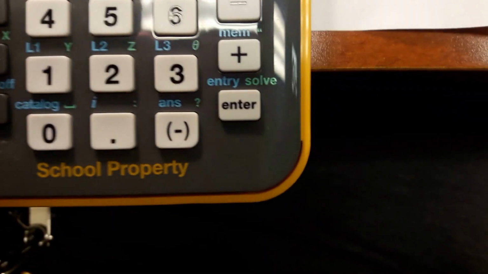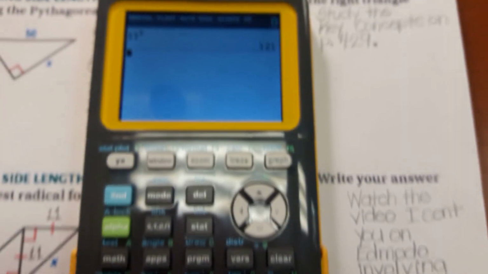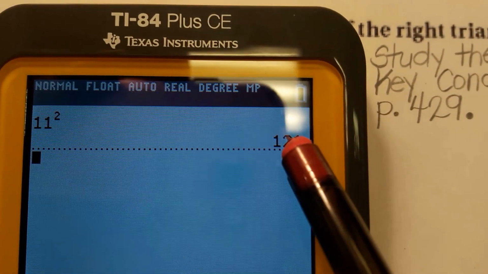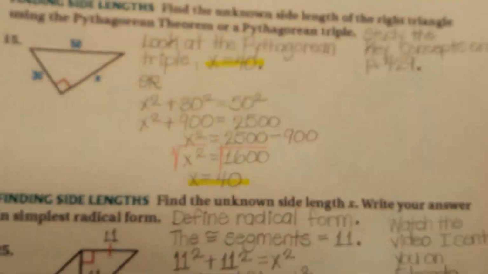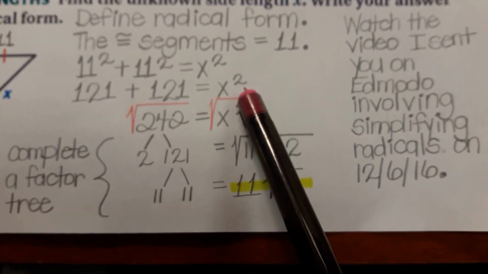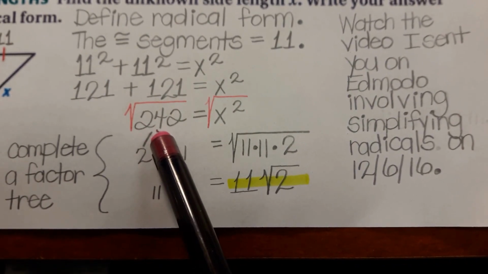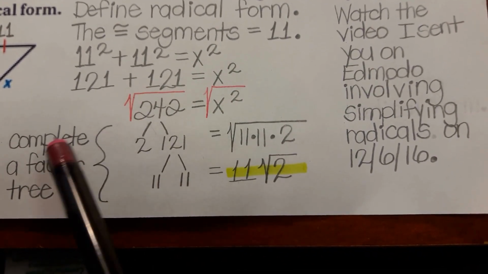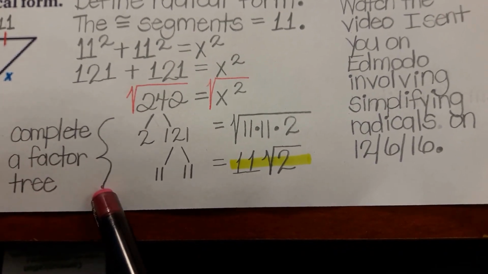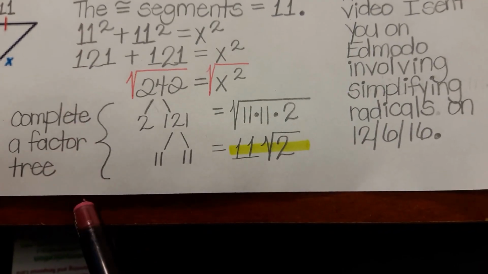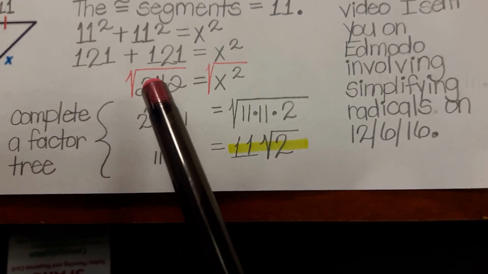And once you finish doing that, you hit enter so you can see what your answer is. And if you see here, I have 11 squared, which is 121. So I have 121 plus 121 equal x squared. Add these up to get 242 equal x squared. If you notice here, I complete a factor tree. So you should be very familiar with how to do a factor tree. If not, just take some time to review a factor tree.